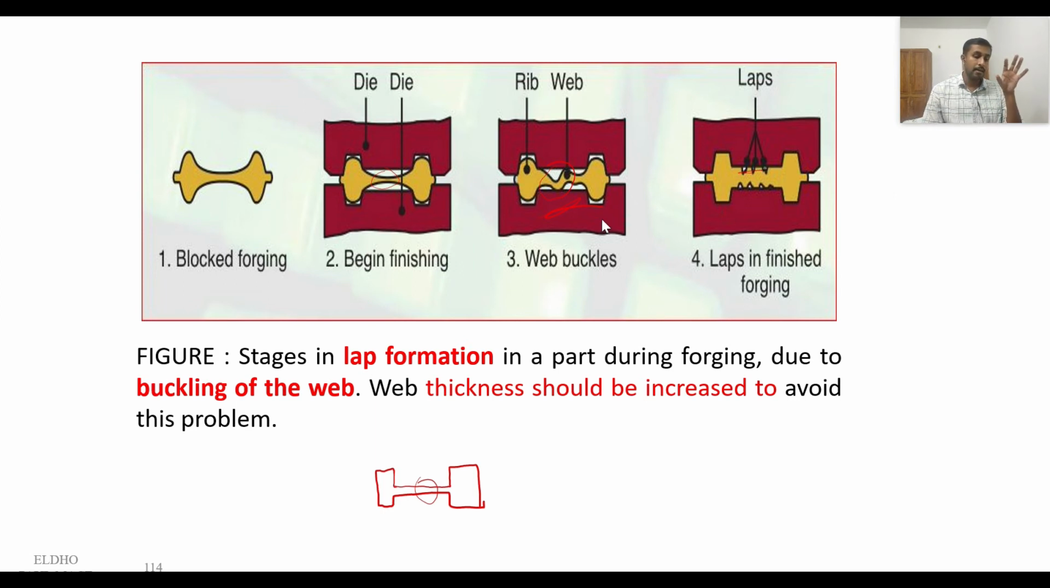And how can we avoid this lap formation? Web thickness should be increased. If the web thickness is increased, then this type of bending of the web can be avoided.